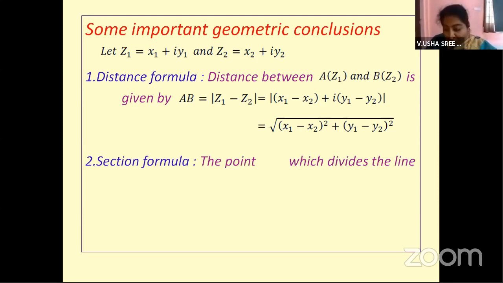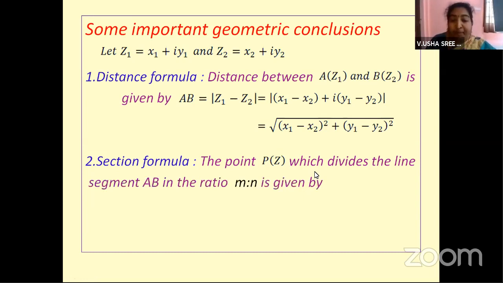So the section formula that we define here is, if the point P is represented with a complex number Z, what is this point P doing? It is dividing the line segment AB, okay, in the ratio of m is to n. The ratio is given to you. The point which is dividing the line segment AB is given to you, and it is represented with point P. Then the section formula says Z is equal to (m Z2 plus n Z1) by (m plus n).